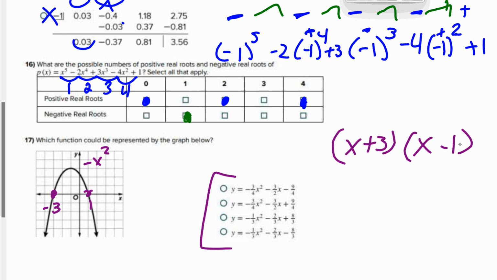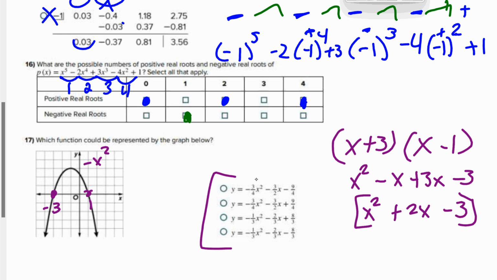Now I could FOIL this out, and I get x squared minus x plus 3x minus 3, combine like terms, x squared plus 2x minus 3. And then I notice that none of those answers are there, and we know we need a negative, right? So I notice that out in front of all this is a -3/4. So maybe I just multiply this whole thing by -3/4, or I can multiply it by -1/3, because we can see that's in front of all of them.